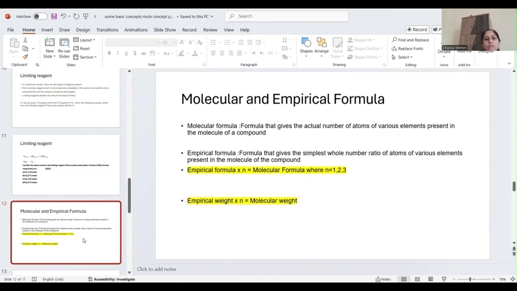Now, coming to the next topic, which is molecular and empirical formula. In any compound, the molecular formula tells you the actual number of atoms or elements that are present in the molecule of a compound. And the empirical formula gives you the simplest whole number ratio. Okay, so I'll just share the screen.